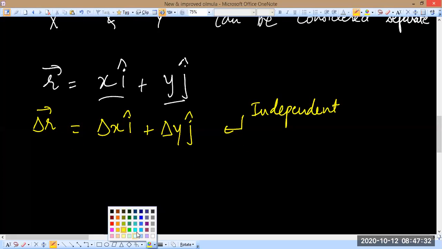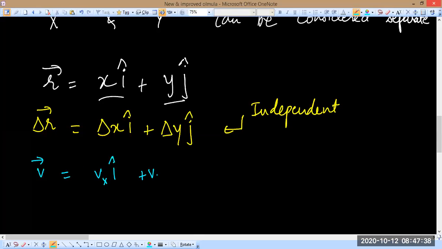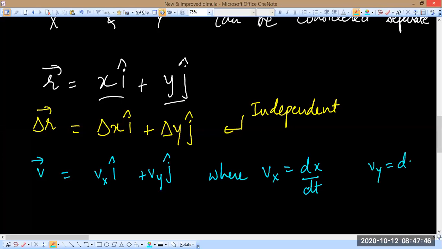Now we are getting the next thing. We are getting that the velocity itself is in two separate parts like this, where once again Vx has nothing to do with y and Vy has nothing to do with x.